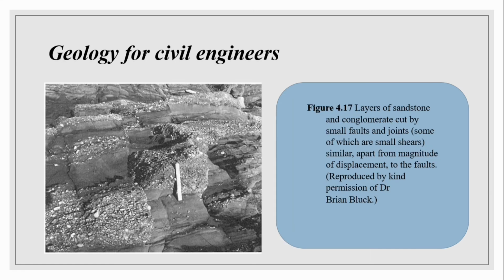Next, Figure 4.17 typifies sandstone, a coarse-grained sedimentary rock containing fragments of other rocks. The layers are cut by a small fault and cracks. Some are small impact-slip faults, similar to faults, in addition to the size of the horizontal displacement that occurs as a result of the movement of the rock mass along a fault.